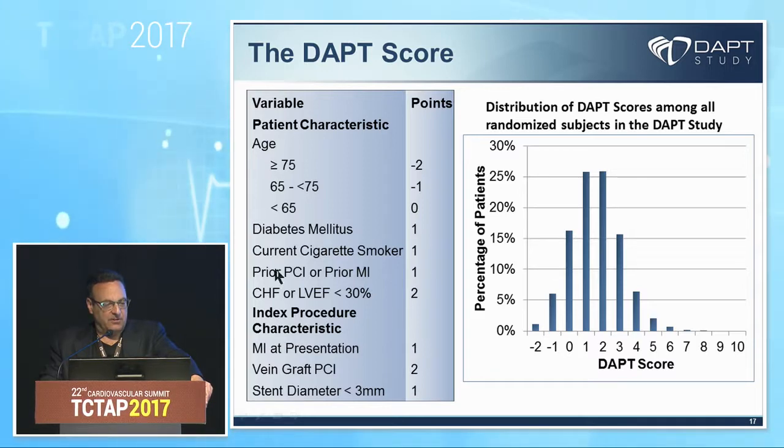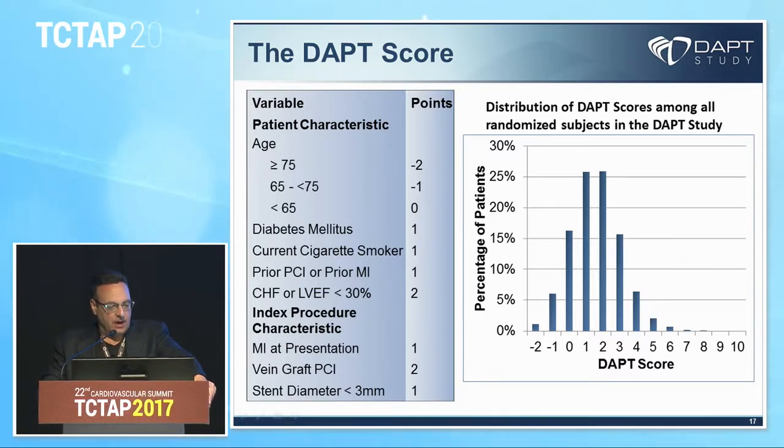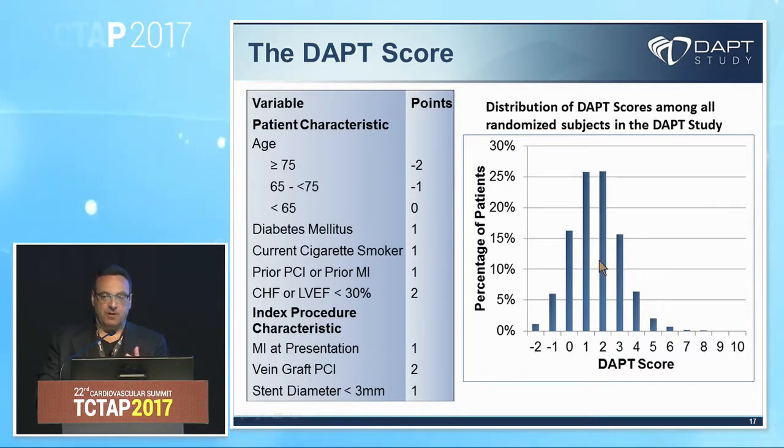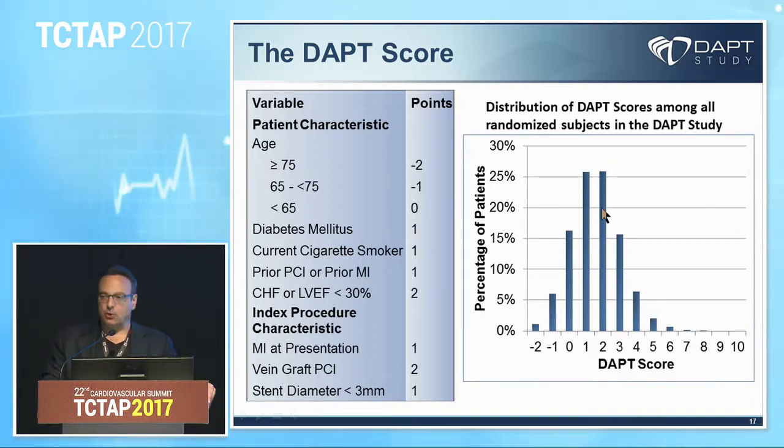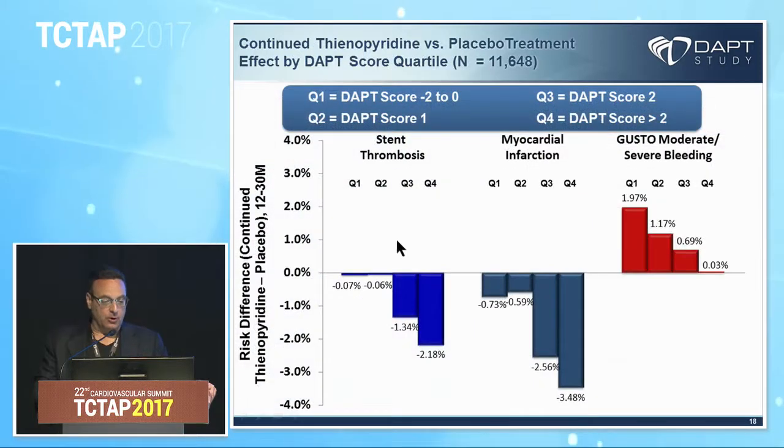But these are the characteristics that go into the DAPT score: age, diabetes, smoking, prior PCI, reduced LV function, and then a couple of procedural characteristics, whether the patient was an ACS or an MI at the time of presentation, whether the intervention was on a vein graft or a small vessel. And you can see the range of scores ranges from -2 all the way up to 10. The median is right between 1 and 2, and that really is the key point to remember. 2 and above is above the median. That's the group of patients that benefits from long-term DAPT. Less than 2 on the score are the patients who are harmed by long-term DAPT.